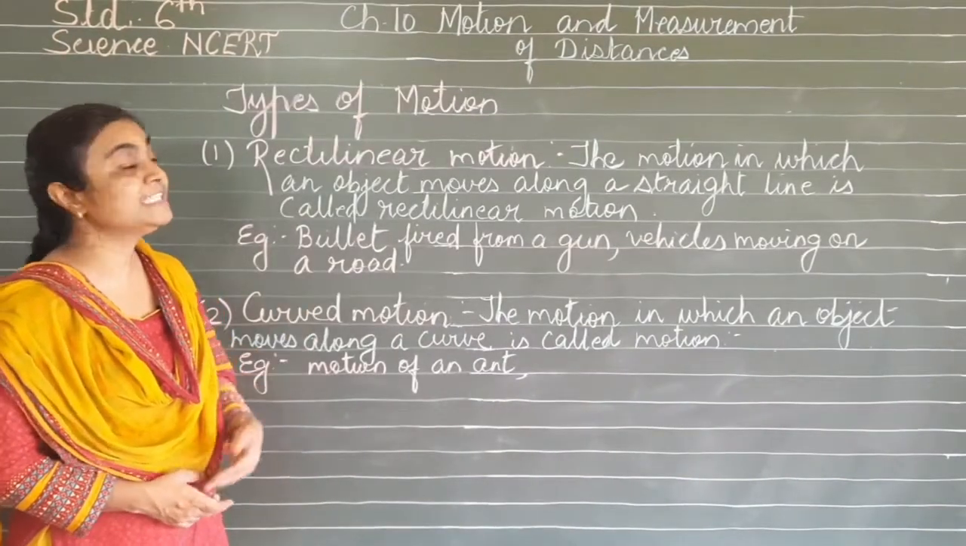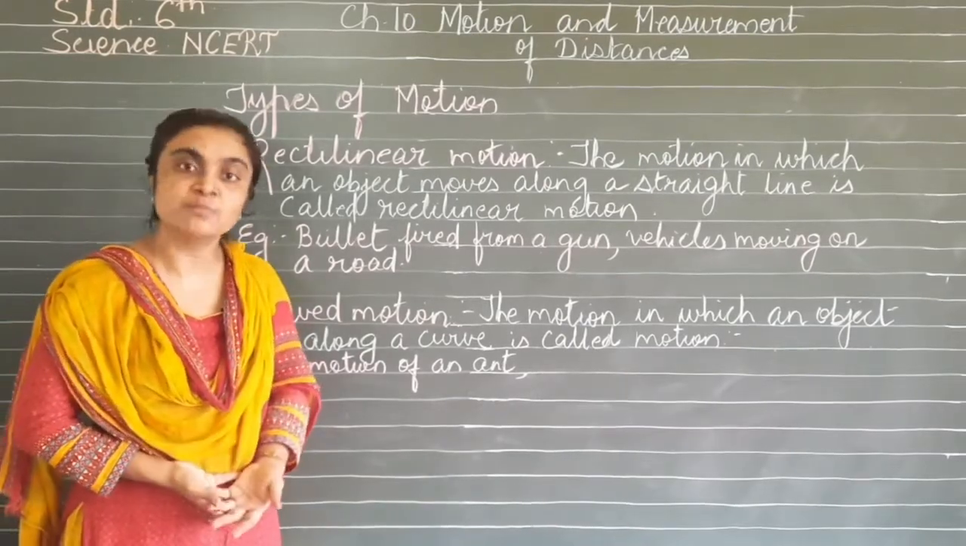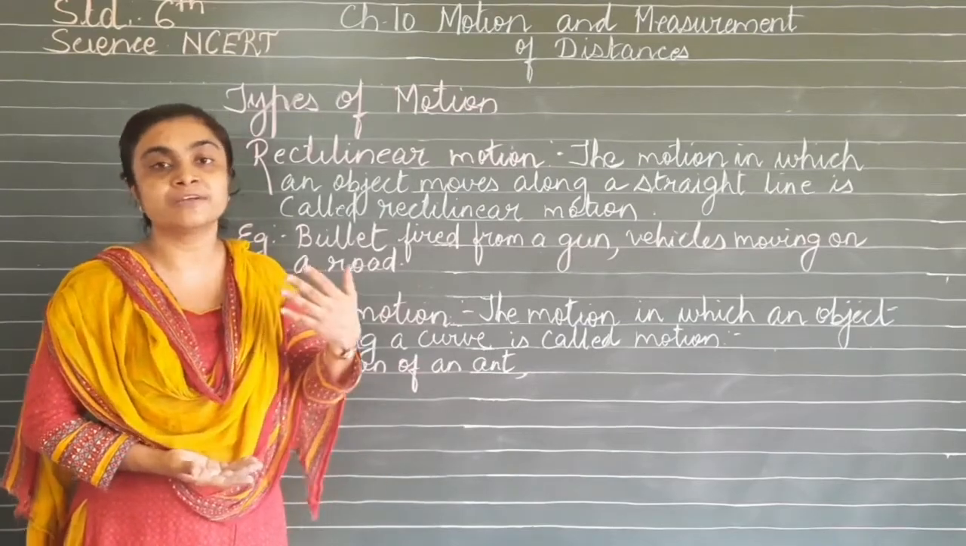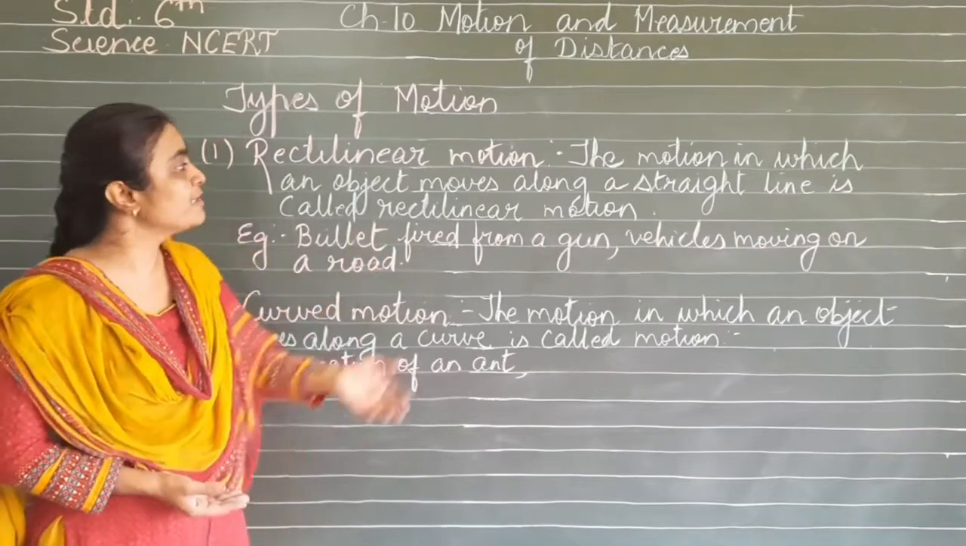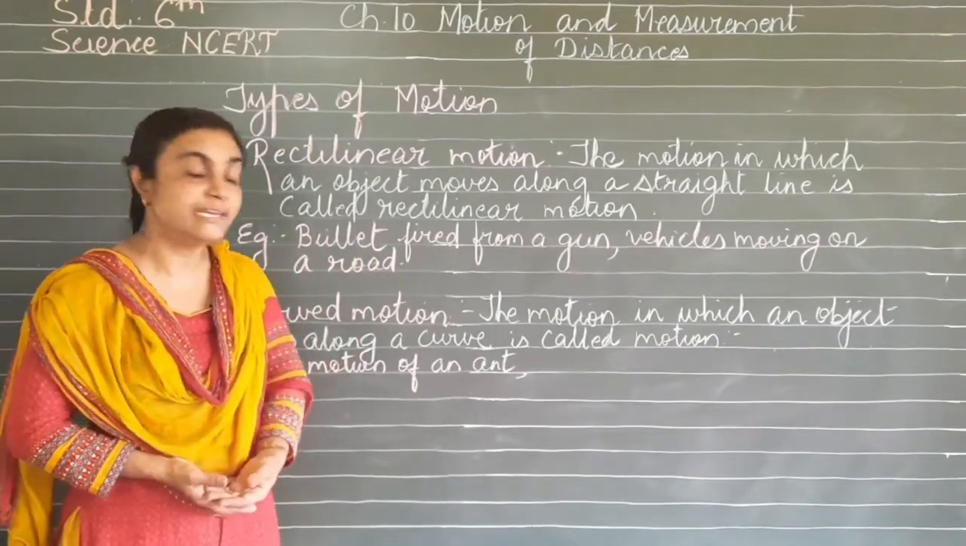Now we will see different types of motion. In previous I have told you what was the motion. Moving from one place to another. Different animals, different objects move from one place to another in different way. So the first one we will see is rectilinear motion, or we can say only linear motion.